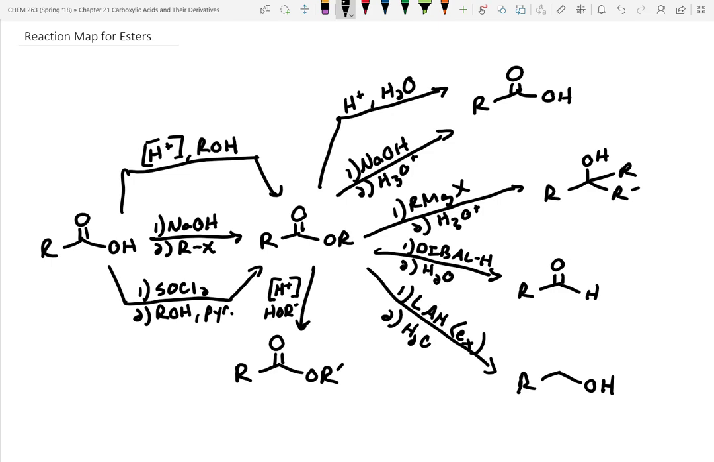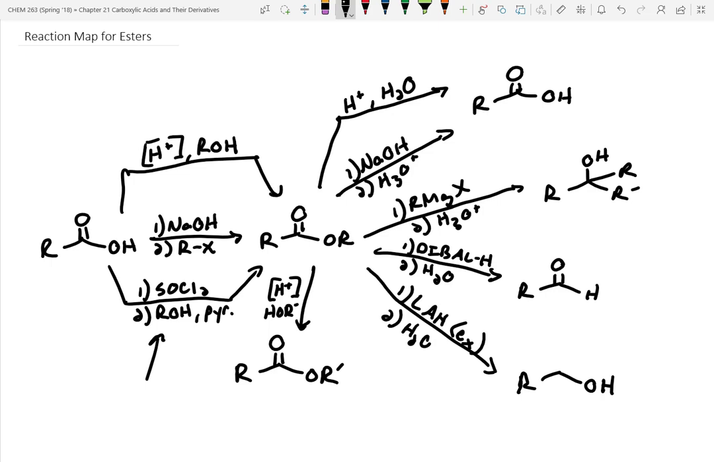What I always remind students is if you're ever stuck in a synthesis problem and you're not quite sure how to get where you're going, it's always safe to convert it to an acid halide because that's the most versatile intermediate you have from this chapter. So if you are in a pinch, like with this one down here, we converted it to an acid halide and then converted the acid halide to an ester.